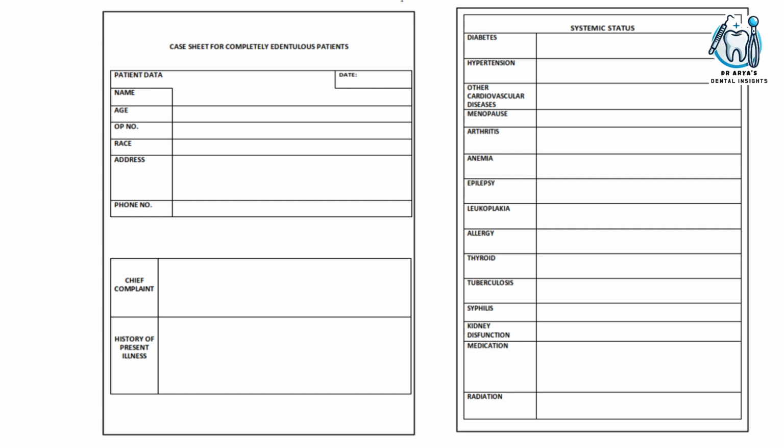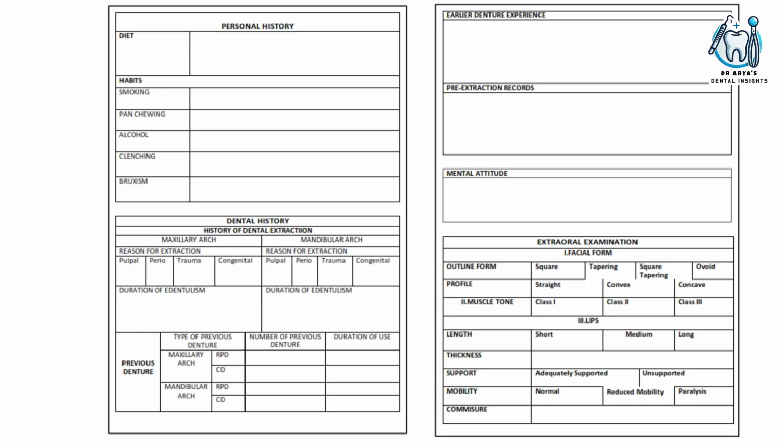And here is a model of case sheet for completely edentulous patients. It includes the patient data like name, age, OP number, race, address, phone number, then chief complaint, history of present illness, then the systemic status, any systemic disorders, then the patient's personal history, that is diet, habits, then the dental history, then any previous dentures, earlier denture experience, pre-extraction records, mental attitude.